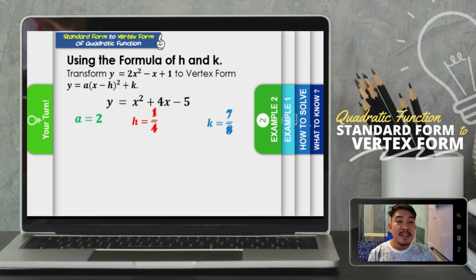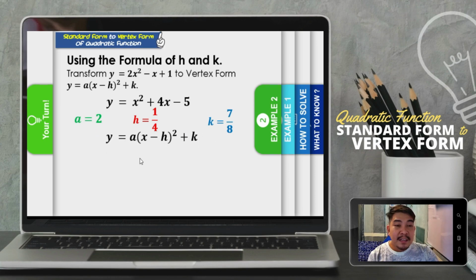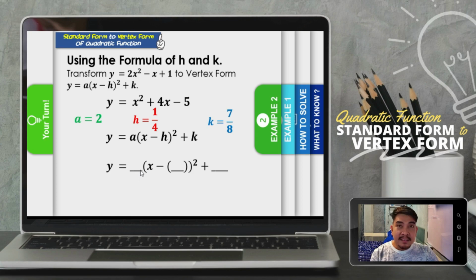The next thing that we should consider is to substitute the given values of a, h, and k to our vertex form. So let us now supply the blanks. The first blank pertains to the value of a. The value of a is 2, so put 2. Next, the value of h is 1/4. And then the value of k is 7/8.